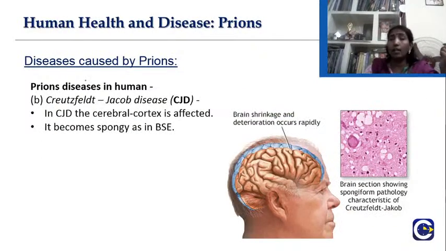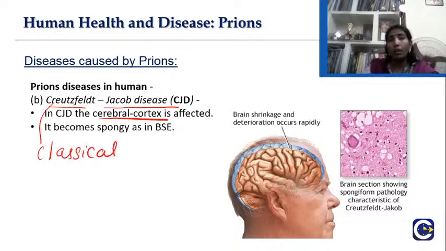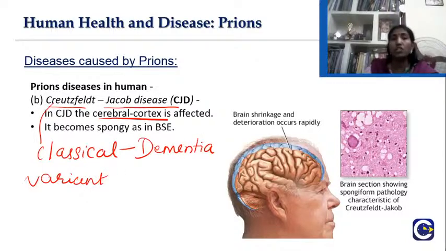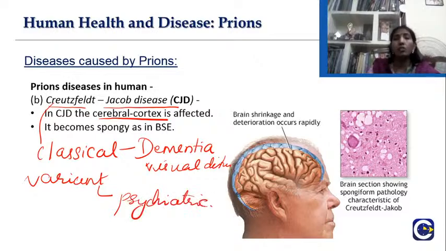And what about this? I think in the acronyms we told you, Creutzfeldt-Jakob disease, usually we call CJD. This CJD affects the cerebral cortex. Again, this is also prion infected, and this is also a neurodegenerative disorder. There are variants: we have a classical CJD and then a variant CJD. Here mostly the person will come with the presentation of dementia, memory loss, and then they'll have loss of coordination, visual disturbances, etc. But in the variant, they'll have psychiatric, behavioral changes. That is very characteristic.